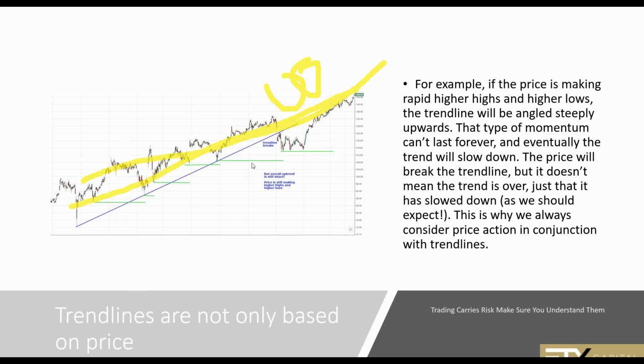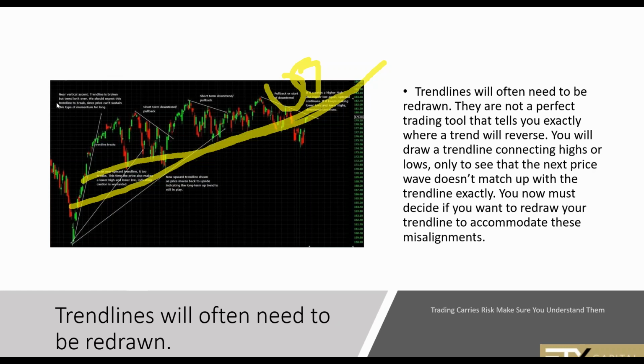So for example, if price is making rapid higher highs and higher lows, the trend line will be angled steeply upward. This type of momentum can't last forever, and eventually the trend will slow down. The price will break the trend line, but it doesn't mean the trend is over, just that it has slowed down.